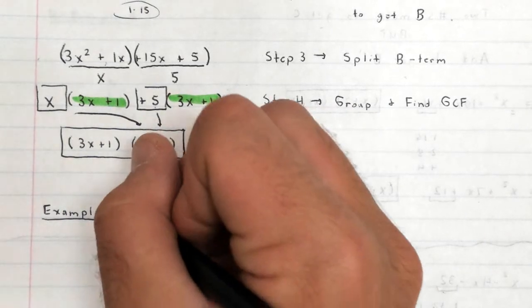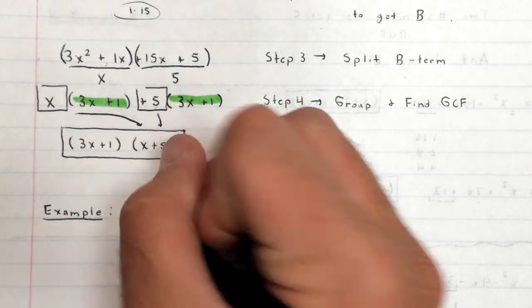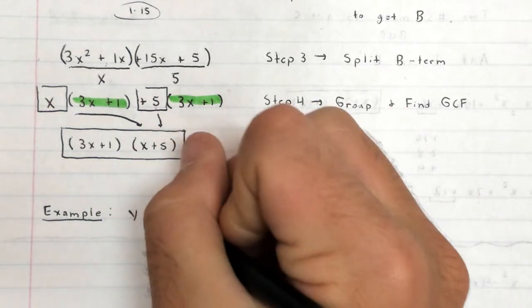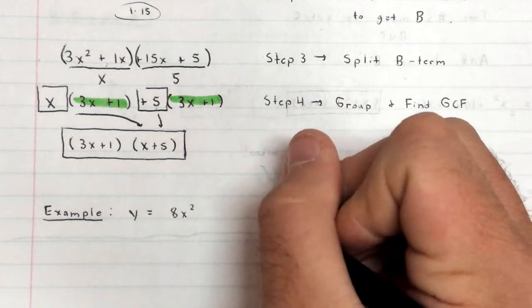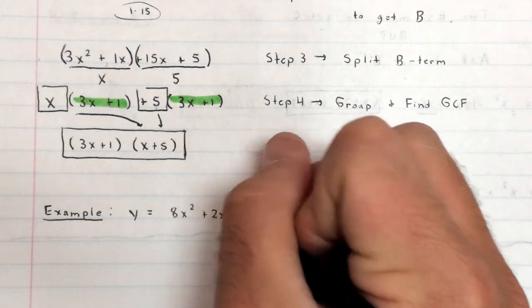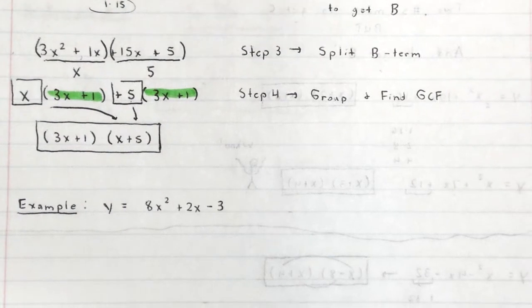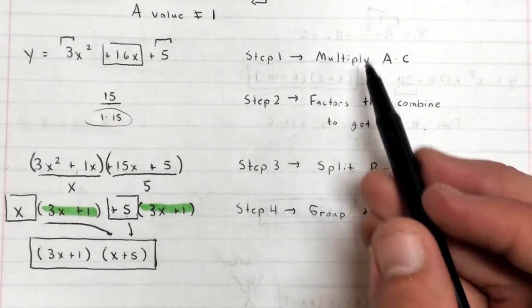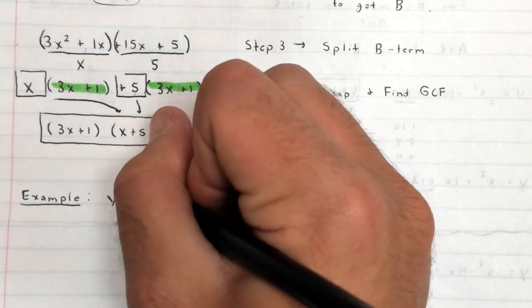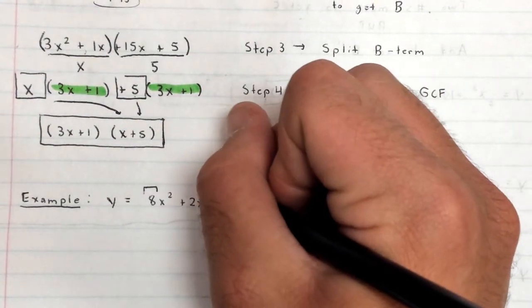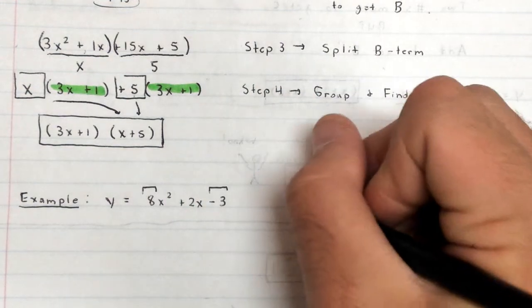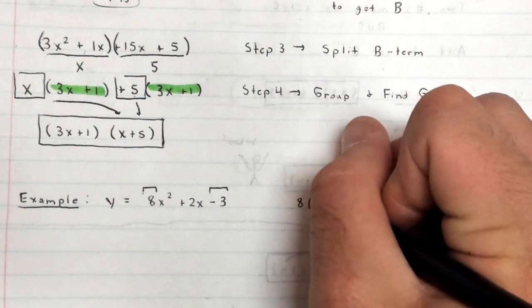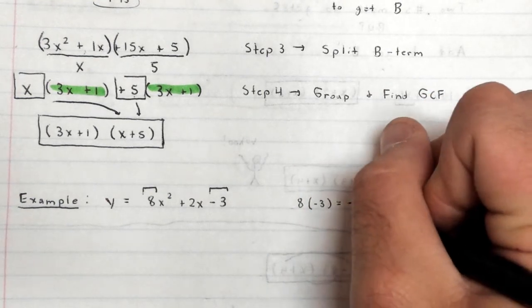Let's go. y is equal to 8x squared plus 2x minus 3. I'm going to do the same exact thing. I'm going to factor by grouping. Follow my steps. First step, multiply a times c. In this case, my a is 8, my c is negative 3. So I have 8 times negative 3 should give me negative 24.